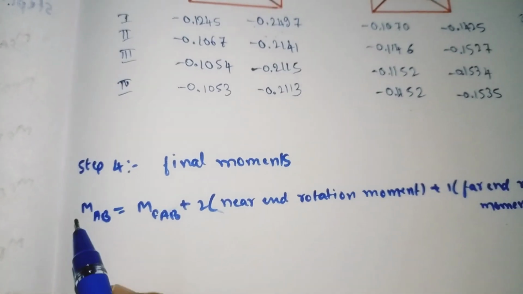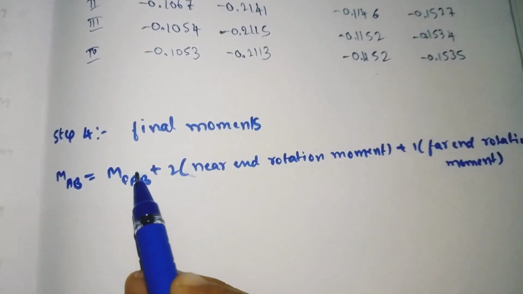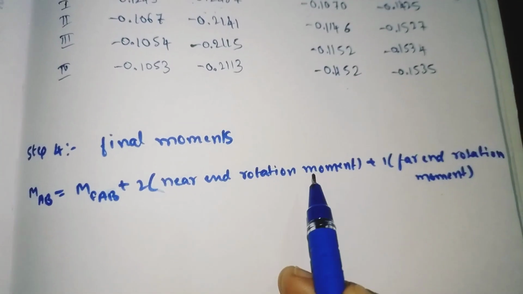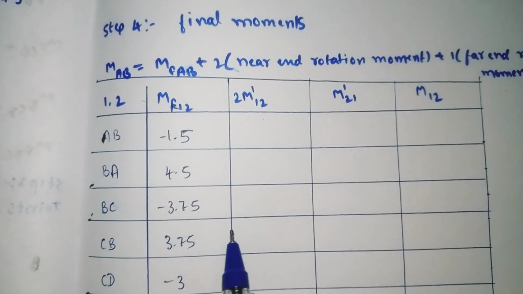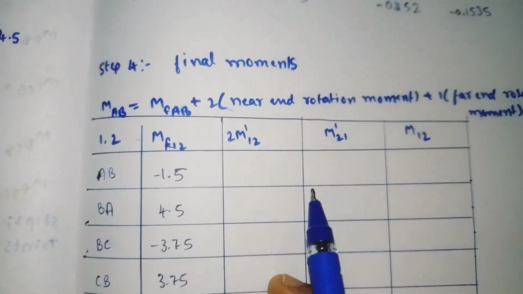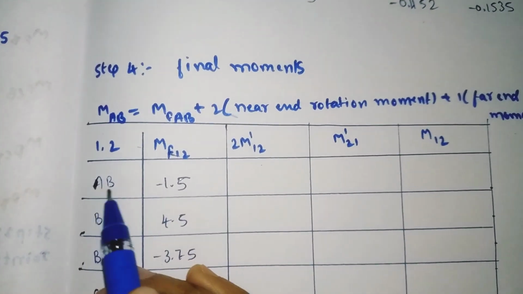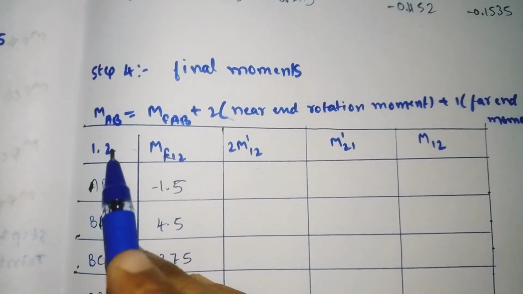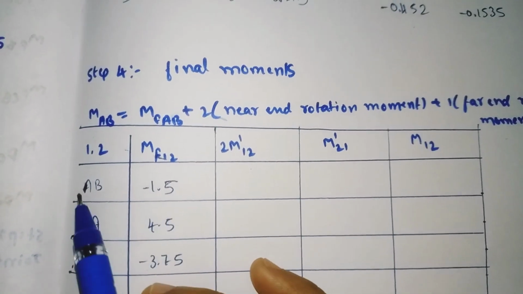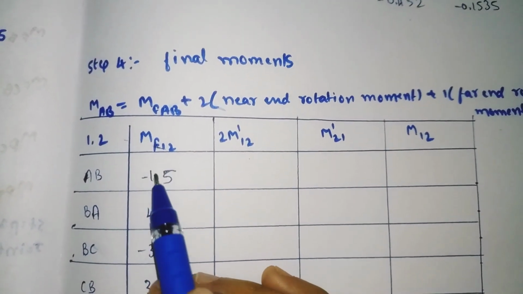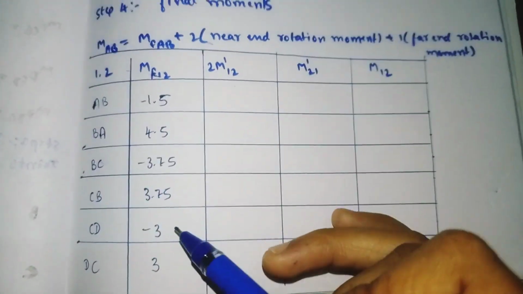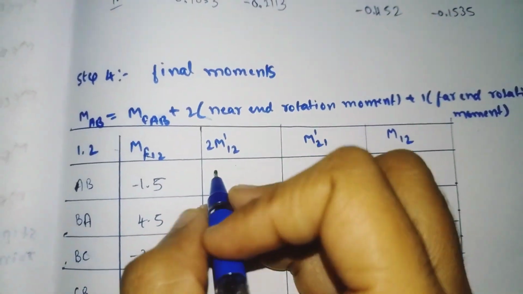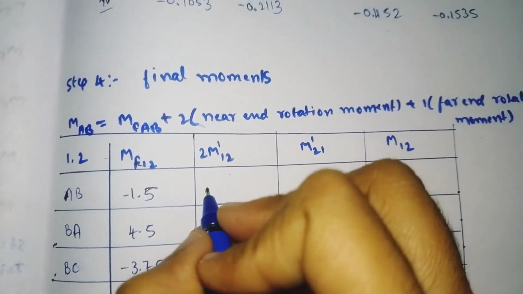So for the final moment, we have the formula MAB is equal to MFAB plus 2 into near end rotation moment plus 1 into far end rotation moment. We'll go with a very easy method. To find the final moment, see here for member AB. The first point is 1, the second point is 2. For MF12, that is for AB, MFAB, we got the fixed end moment minus 1.5. I have written here all the fixed end moments for the corresponding members. Now for AB we need to add it.